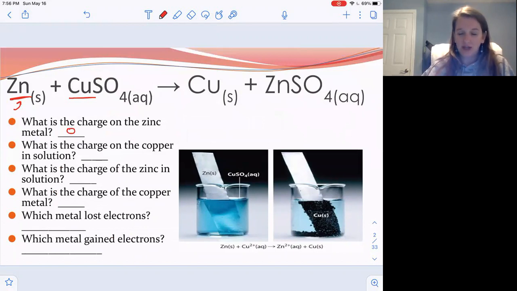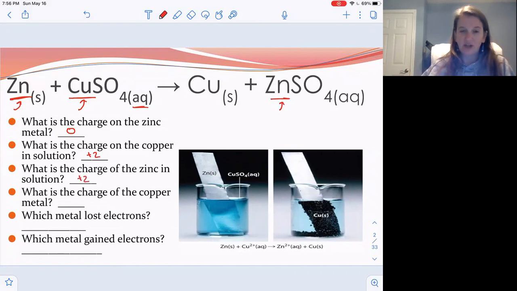Now, what's the charge on the copper in solution? Here's the copper in the solution. So its charge is going to be +2. We know that from our ionic compounds unit. What's the charge of the zinc in solution? Here's the zinc in solution, and so its charge is going to be +2.